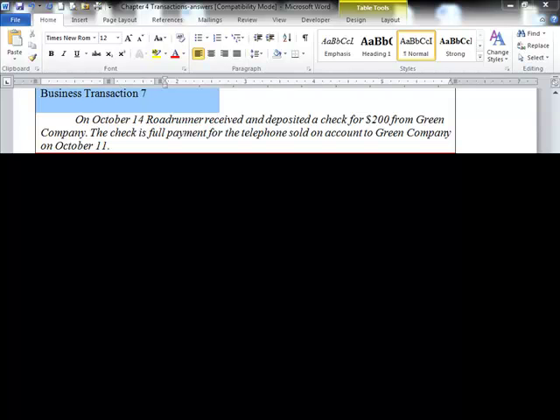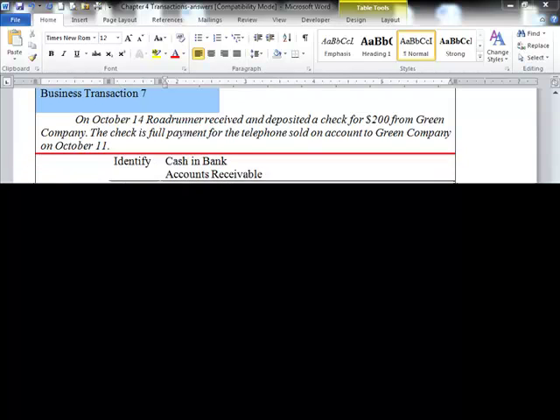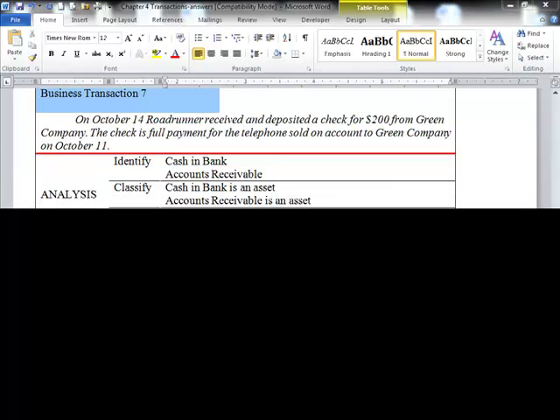So let's go ahead and again identify the accounts that are affected here. We deposited a check. Oh, we got money, so we know that's cash and bank. And the Green Company owes us less money. That's going to be our accounts receivable account that we were waiting on. So they've paid us off. So let's go ahead and classify the two accounts. Cash and bank is an asset, and so is accounts receivable.